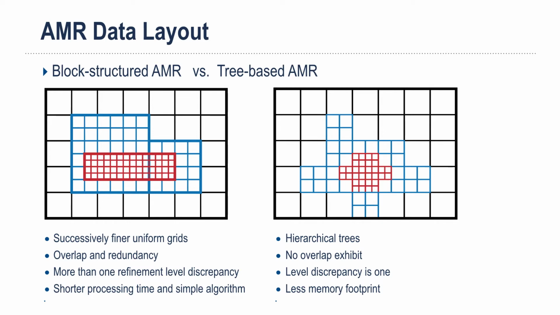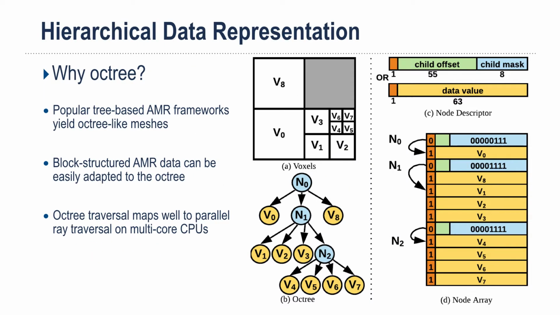Generally, AMR data can be divided into two categories. Block-structured AMR data are stored as successively finer uniform grids. The grids overlap at the finer regions, thus causing more memory footprint, but are easier to process. While tree-based AMR data are represented as trees, in which any cell can be refined when more details are needed.